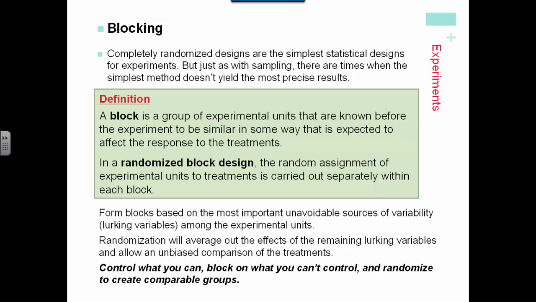We form blocks based on the most important unavoidable sources of variability or lurking variables among the experimental units. Randomization will average out the effects of the remaining lurking variables and allow an unbiased comparison of the treatments. Control what you can, block on what you can't. Control and randomize to create comparable groups.